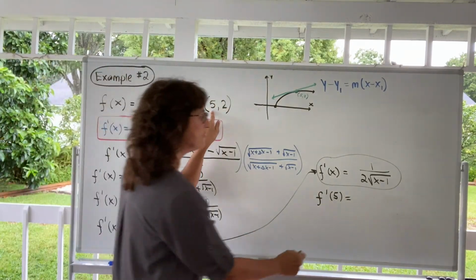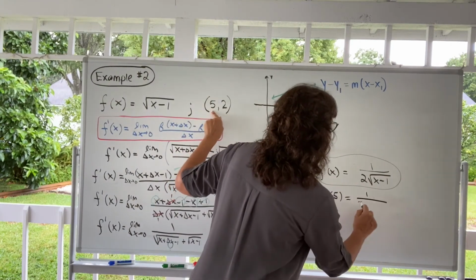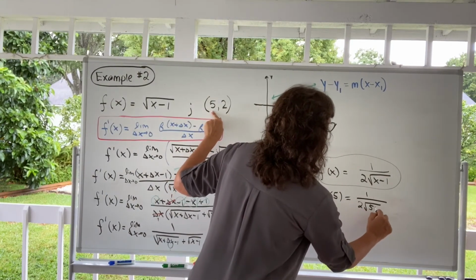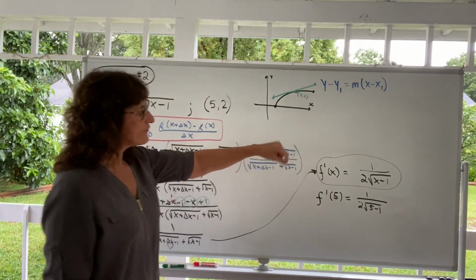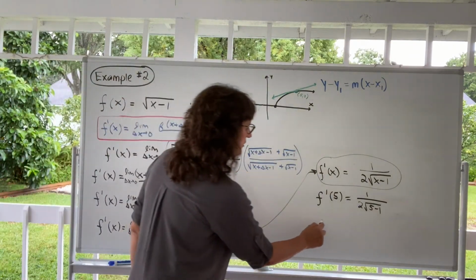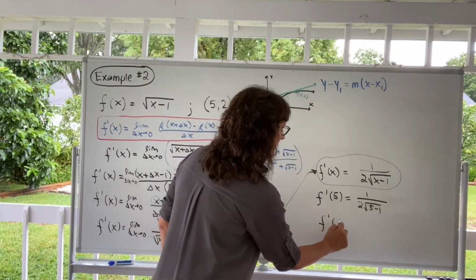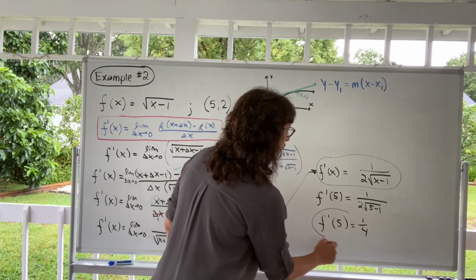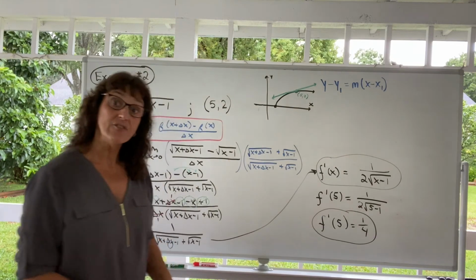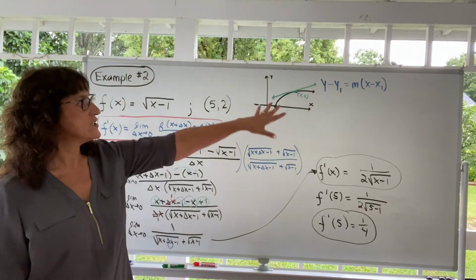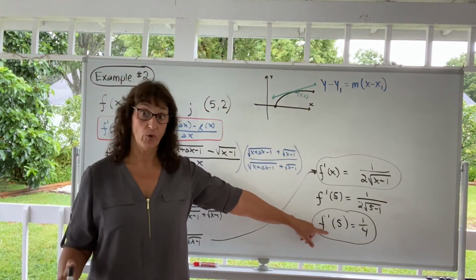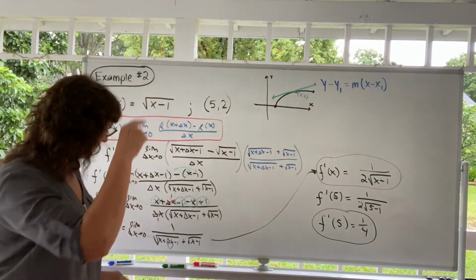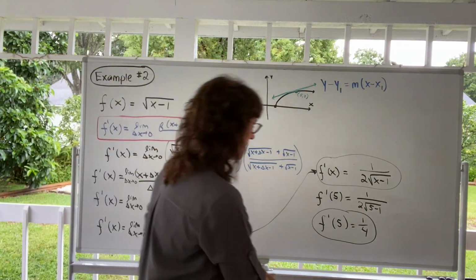Make your substitutions. You have 1 over 2 times radical 5 minus 1. And so 5 minus 1 is 4. The square root of 4 is 2. So the derivative at 5, the slope of the tangent line at 5, when you simplify it, is 1/4. And that is the slope that we need to write the equation of our tangent line. The slope is 1/4.